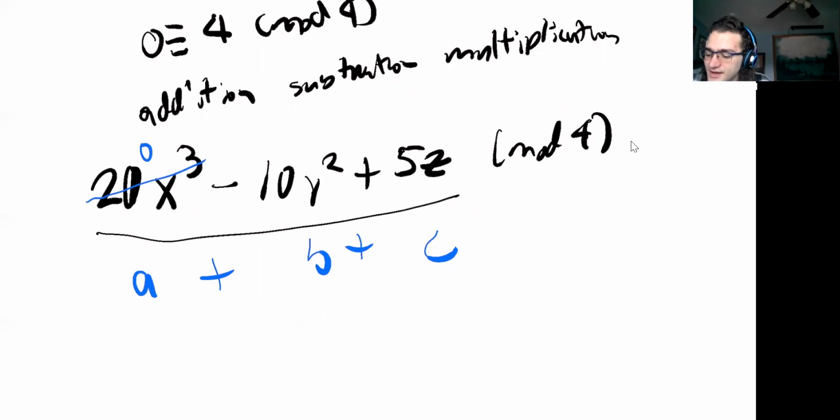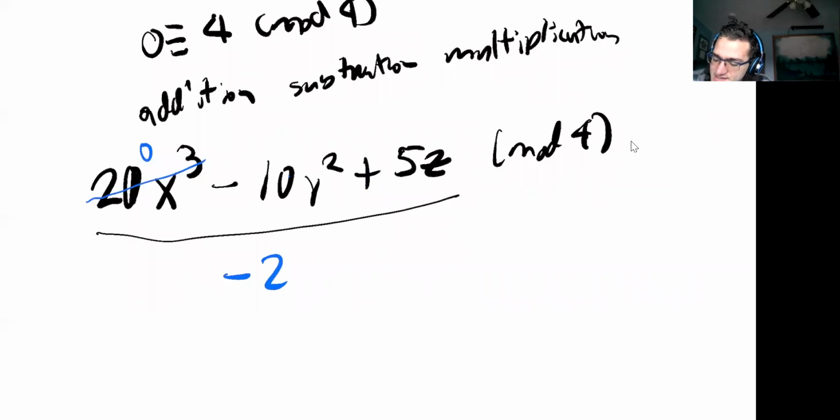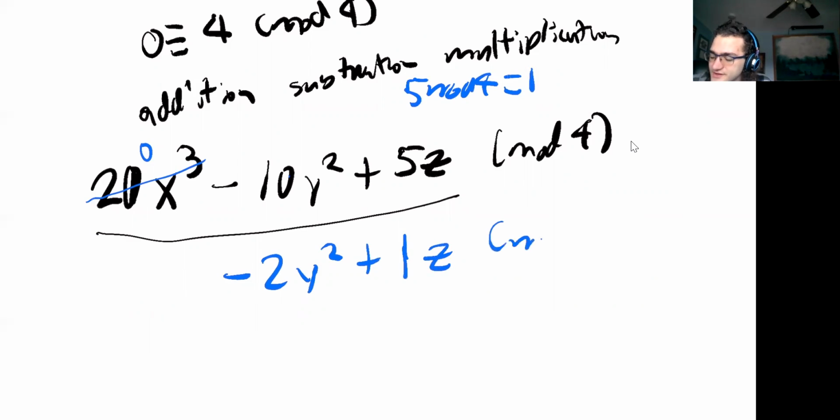It doesn't really matter here. And then the y squared will have an impact. But 10 divided by 4 gives 2 times 4 plus 2, so I could actually write this as negative 2y squared. And if I take 5 mod 4, I'll get 1. These things are equivalent mod 4.